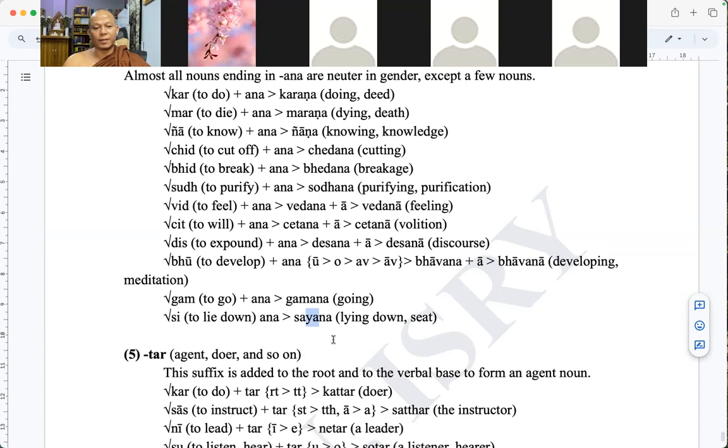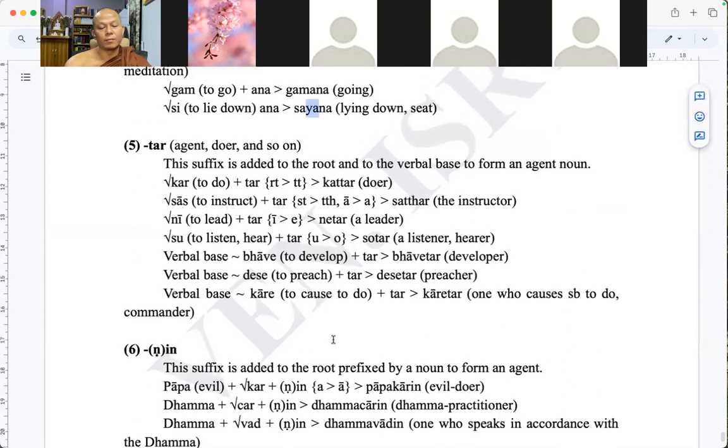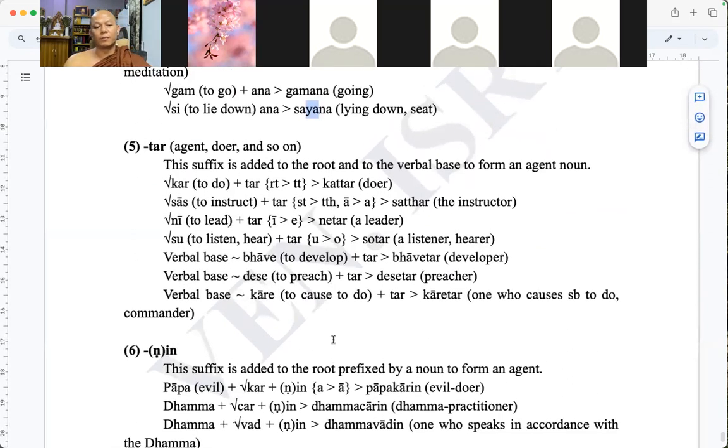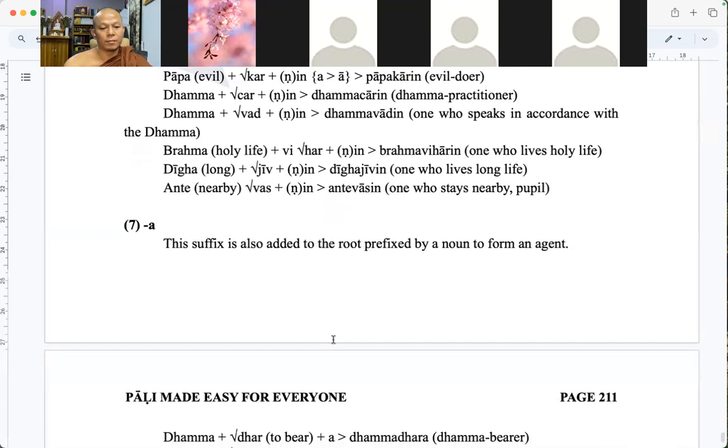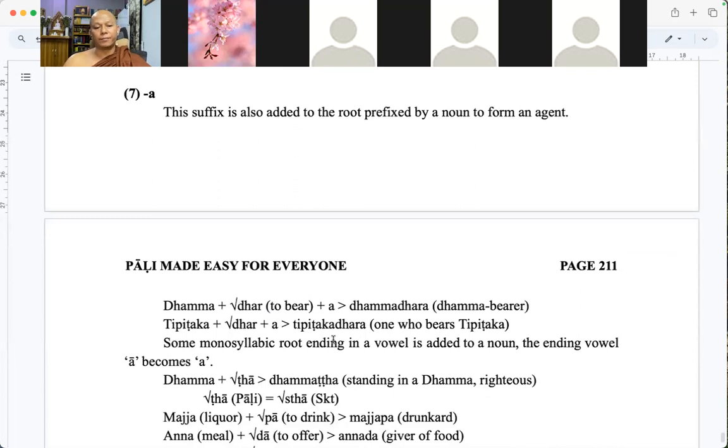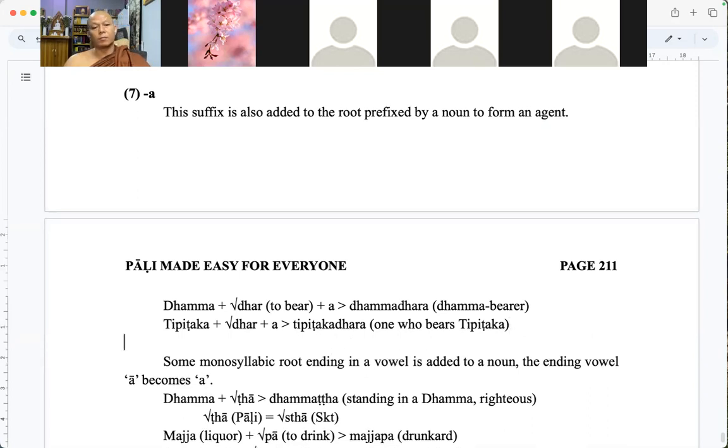Thanks, Bhante. Okay, for the second point, Bhante, it is for number 7. It is for the suffix tu, and it adds to the root to form an agent. We also have the suffix in added to the root to form an agent as well. So why, in number 7, does the root add with tu and not with the suffix in, Bhante? What is the difference?